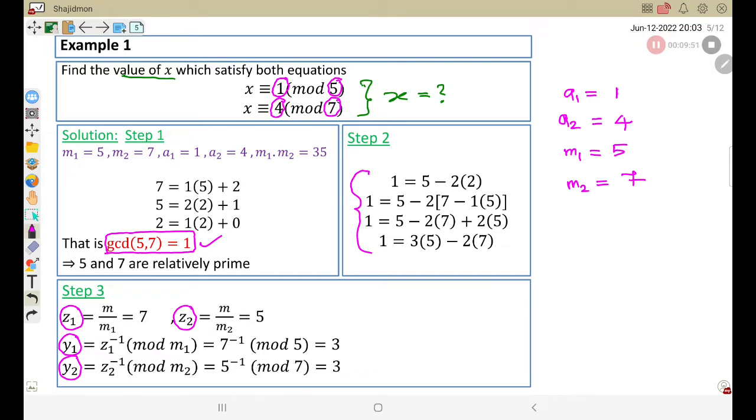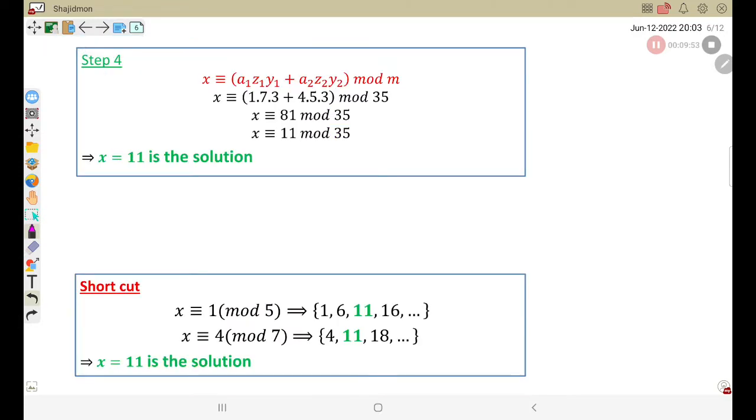Once we have calculated these numbers, we will go to the solution. In step 4, x congruent to a1 z1 y1 plus a2 z2 y2 mod m. Then once you simplify, you will get the solution. X equals 11 mod 35, correct? So x equal to 11 is the solution of that system of congruence equations. Now see, this is the Chinese remainder theorem. Now the same question we can do by using a shortcut method like this, okay, but we are not using this shortcut, especially when we are doing questions.